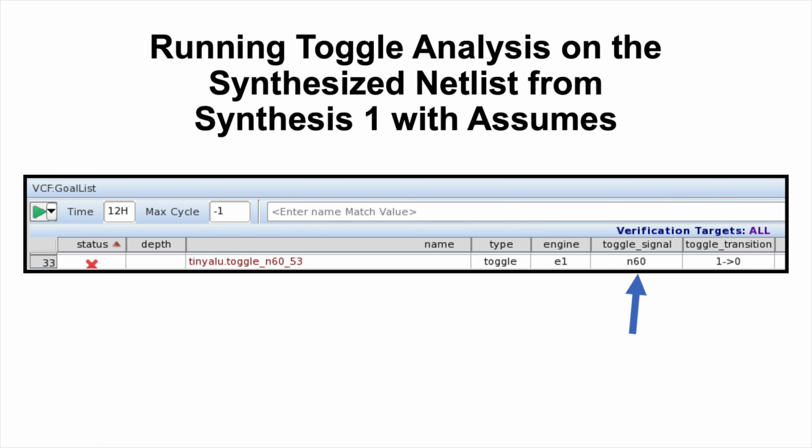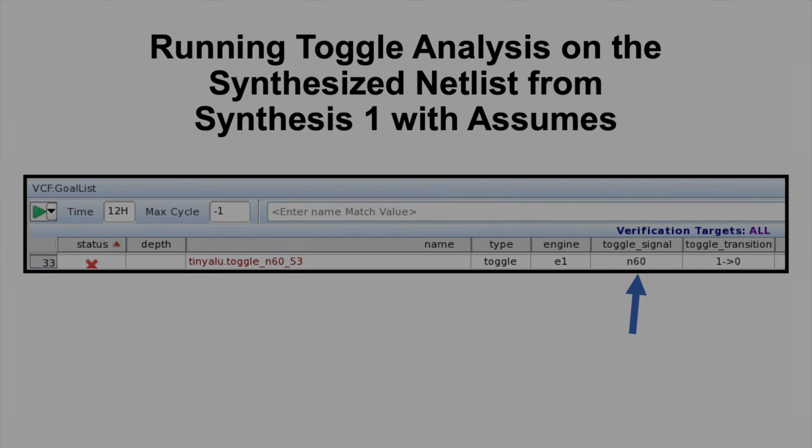In this screenshot, VC Formal was run off the optimized netlist from the first synthesis. And this time, instead of looking at line coverage, we're looking at toggle coverage. There's one toggle in this tiny ALU design on the net called N60. The N60 is just an arbitrary name that synthesis has come up with to auto-name nets. And it says that net N60 cannot toggle from 1 to 0 ever. It is stuck at 1 all the time.